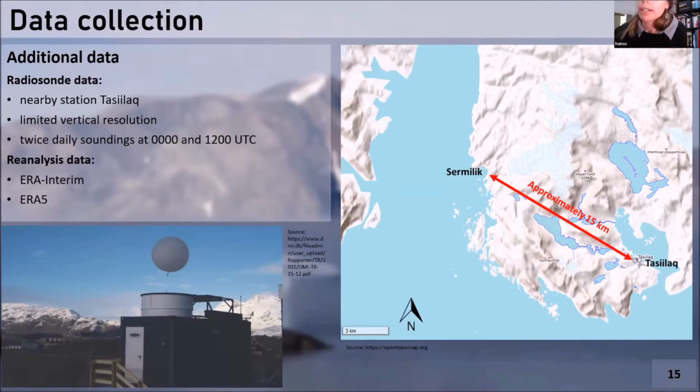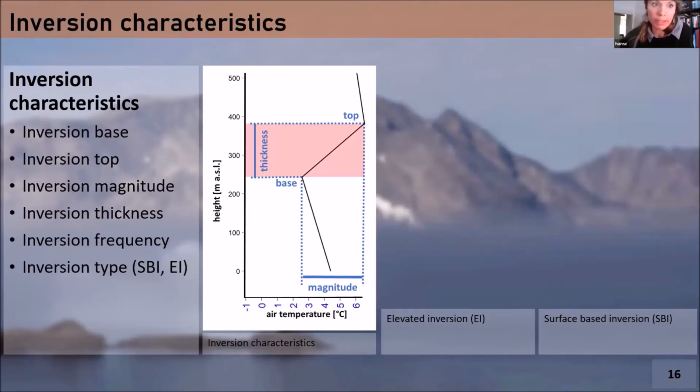We were interested in quantifying the different inversion characteristics. For example, the inversion base, this is where the inversion starts, so where the temperature increases, or the inversion top, which is the end of the inversion, where the temperature starts to decrease again. The inversion thickness, and the inversion magnitude, which is basically the temperature difference inside the inversion layer.